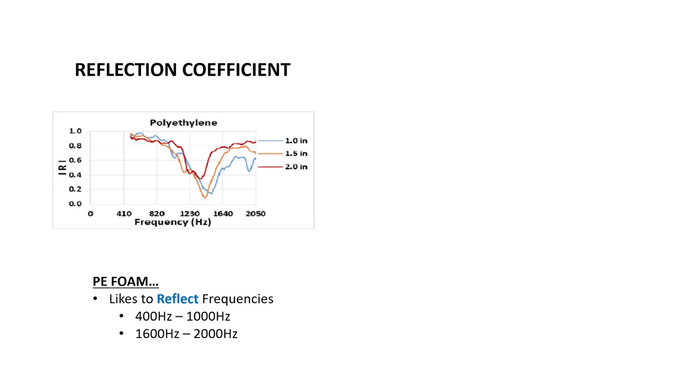If you look at the reflection coefficient chart first, it shows that PE foam has a very high coefficient of reflection when it comes to frequencies in the 400 to about 1000 Hz range. Then there's a severe drop off from 1000 Hz to about 1600 Hz, and then it goes back up again to reflect stuff from 1600 Hz to 2000 Hz.